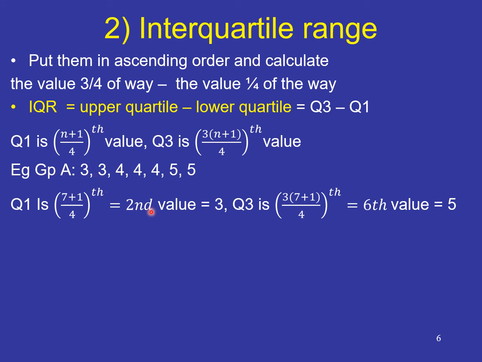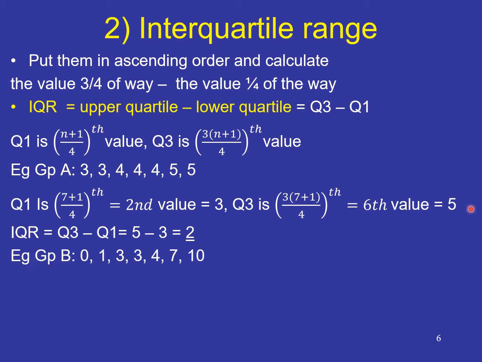That's our lower quartile. To find the upper quartile, we do 7 plus 1 over 4 times 3. That gives us 6. So our upper quartile is the 6th value. 1, 2, 3, 4, 5, 6. So our 6th value is a 5. So therefore, the interquartile range is 5 take away 3, which is 2. Those are the observations from group B. I've arranged them in ascending order. So can you now please find the interquartile range for group B?